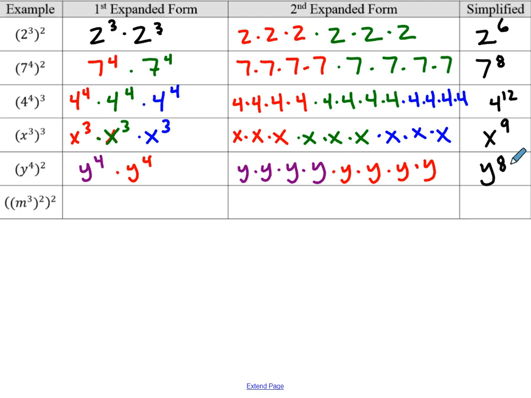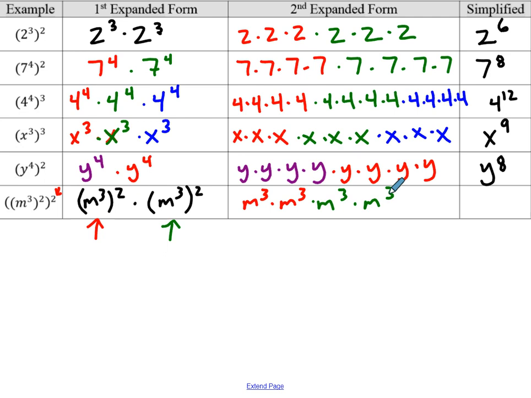Our last example looks a little bit more difficult, but it's really not too hard. Let's start with the one on the outside. That is a squared right there, so we actually have m to the 3rd squared times m to the 3rd squared. So now I have this m to the 3rd. I have it twice, so I have m to the 3rd times m to the 3rd. And then I have this m to the 3rd. I also have that twice, so it's going to be m to the 3rd times m to the 3rd.